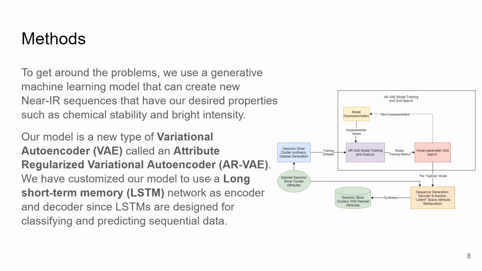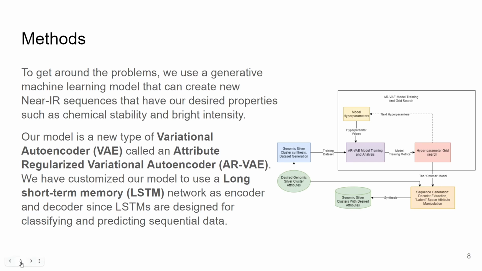So in our case, the actual method that we're using is going to be a generative model, and our model is a variational autoencoder. It's a special type called an attribute regularized variational autoencoder. I'll refer to it as AR-VAE to save you from my terrible pronunciation for the rest of the presentation. In particular, we've customized it to use something called an LSTM network, which, if you were at the presentation last night, you'll remember are very good for sequences.